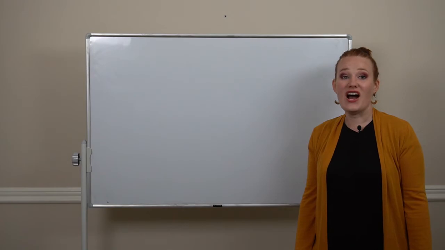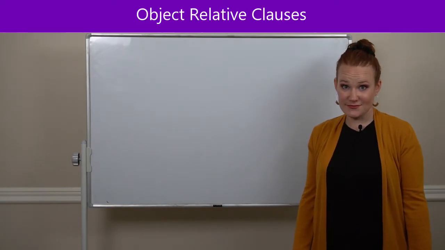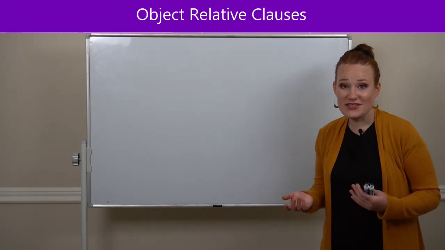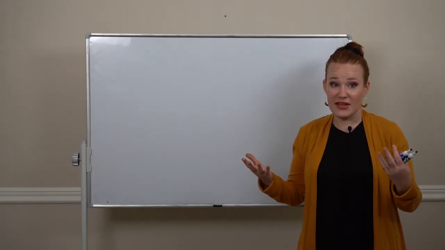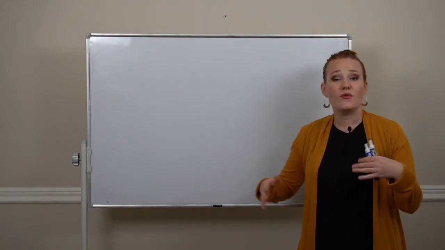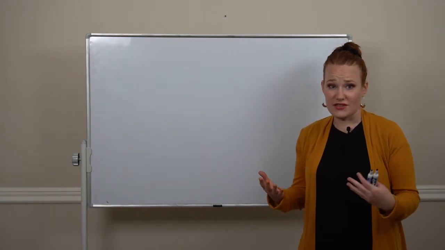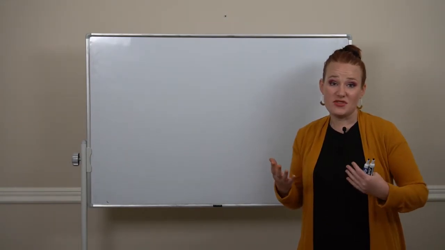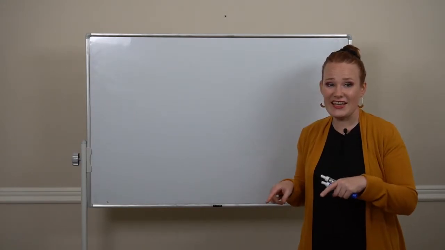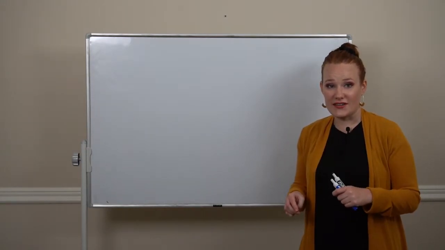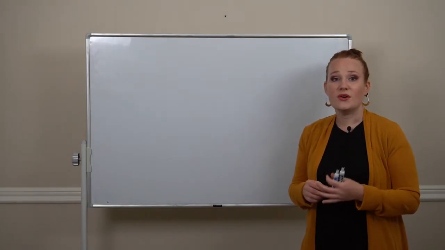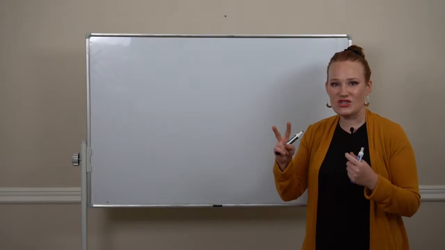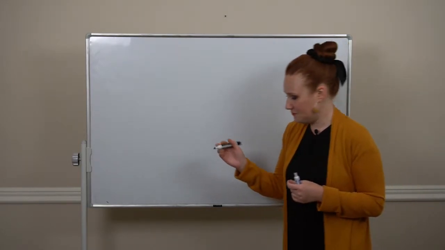Today, let's break down object relative clauses. So remember, a relative clause is like a long adjective. It gives us more information about a noun. We've already learned about relative clauses that describe the subject of the clause. Today, we're going to talk about relative clauses that are about the object of the clause. So think of it like combining two sentences together.